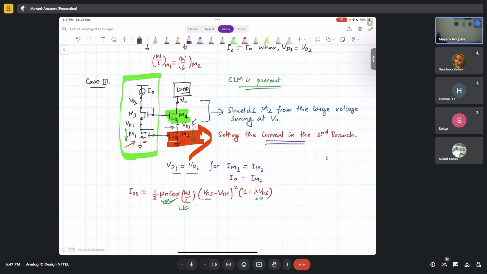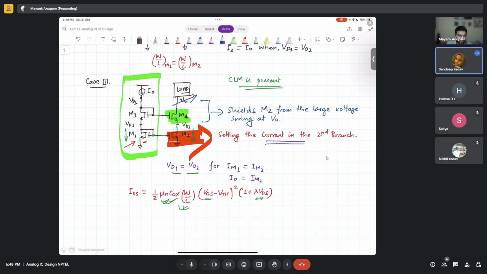So if I can ensure that the drain voltage at M2 does not change, even when the voltage V out changes, V naught changes, even then if the drain voltage at M2 does not change, if I can ensure that, then I can say that the current through the second branch is also not changing, right? Is that point understood? I would like to get some yes or no at this point.